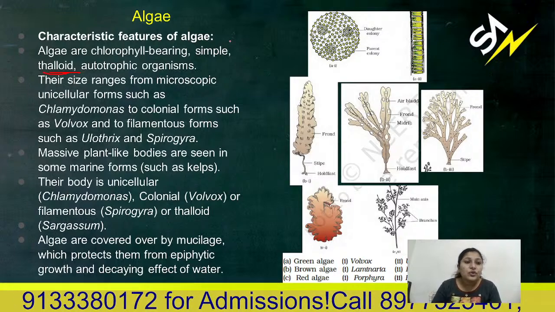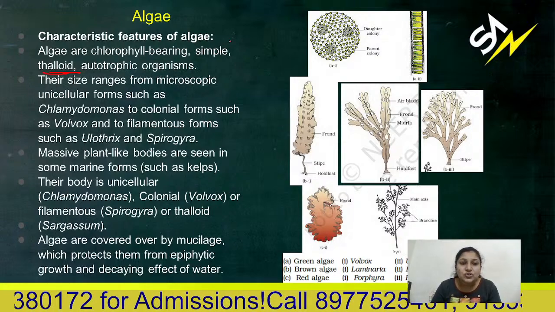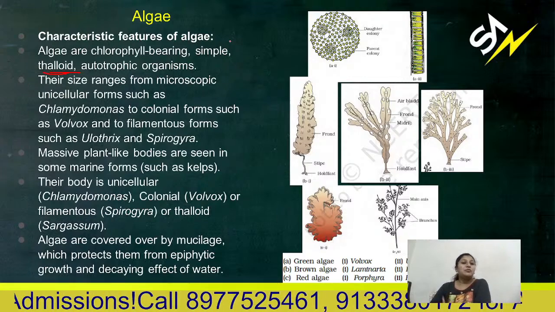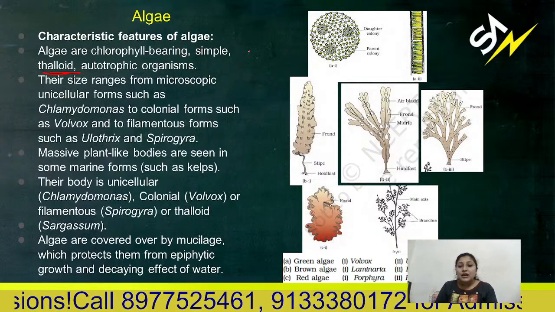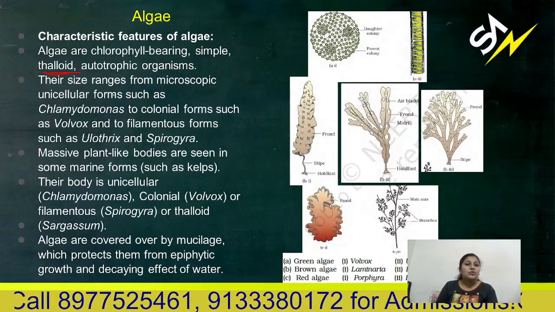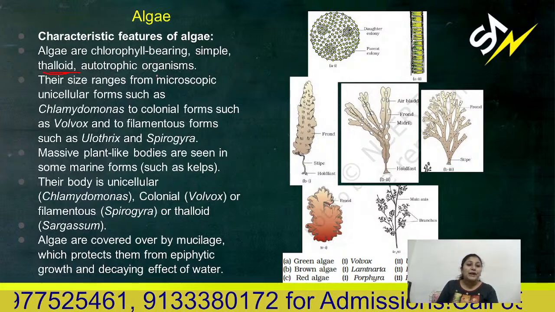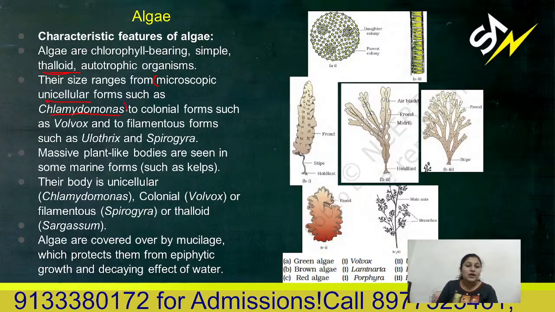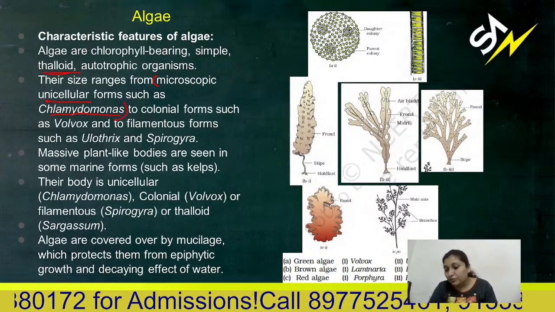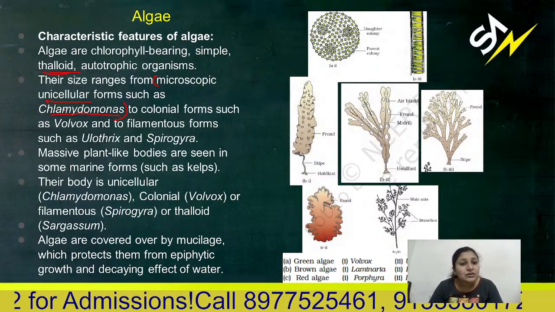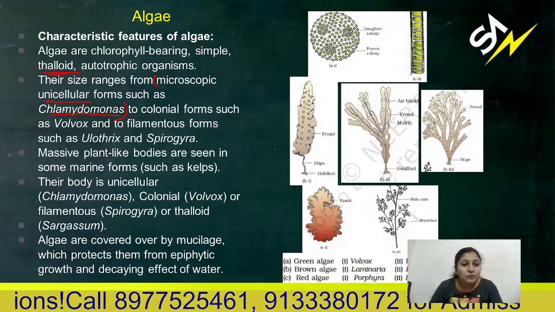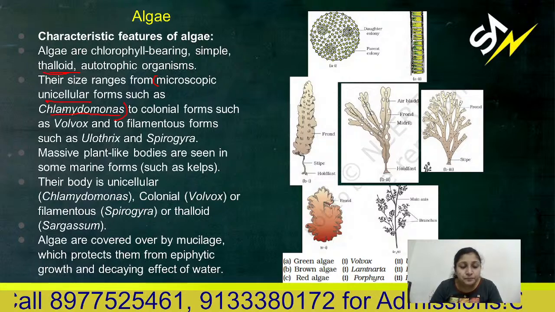They are autotrophic organisms, with size ranging from microscopic unicellular forms such as Chlamydomonas to colonial forms. Chlamydomonas is an example of a microscopic unicellular alga. Important point to note down. Then colonial forms such as Volvox, and filamentous forms such as Ulothrix and Spirogyra.